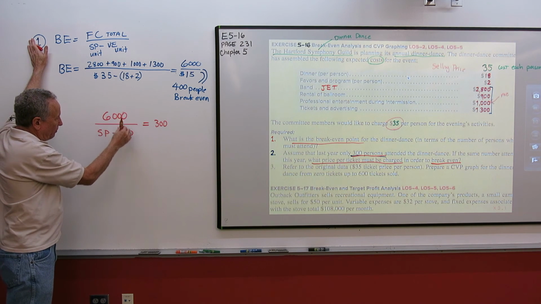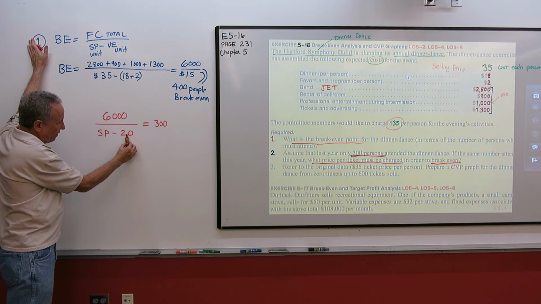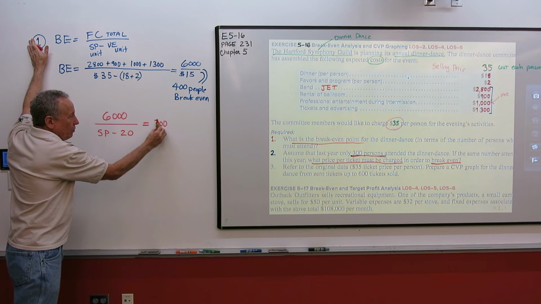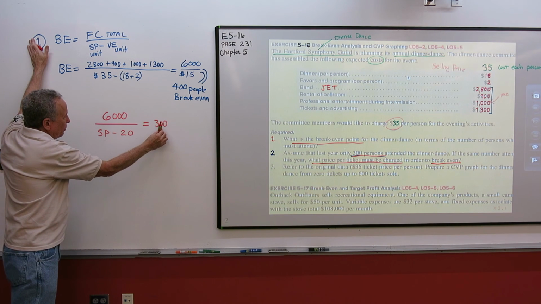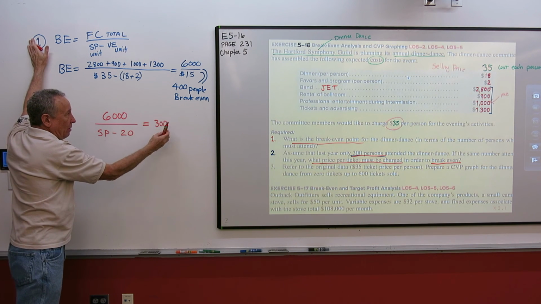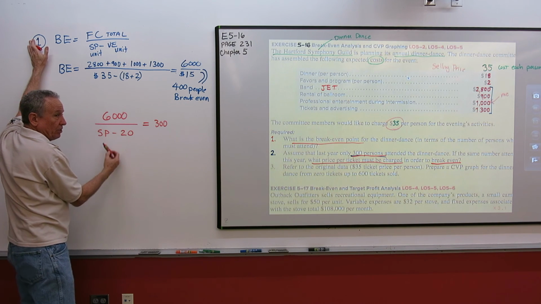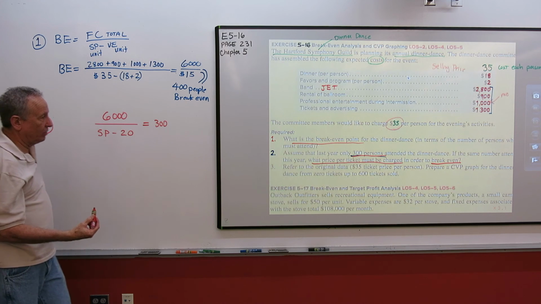This is all going to stay the same: the same cost, the same party favors, and the same cost for a dinner. This time, we have to know that we're only going to get 300 people. What they're asking is, if volume goes down, what do you think is going to happen to selling price? Selling price has got to go up. Let's solve for that, and that's what they're asking us to do.